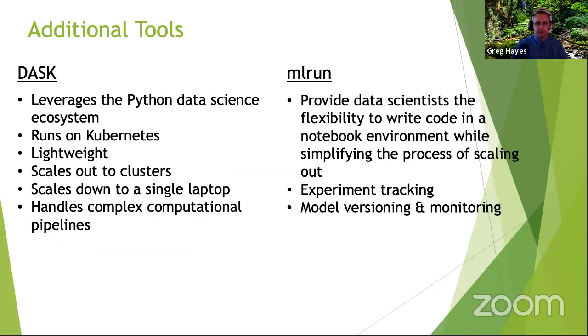A few tools that we can add to the tool chest to help round out what's missing. Dask is a Python native distributed computing environment that runs on Kubernetes. And it leverages the Python data science ecosystem. Dask does not seek to create its own set of tools or workflows, but it seeks to work on top of tools that Python data scientists already know. Runs in Kubernetes and can run up to thousands of nodes.